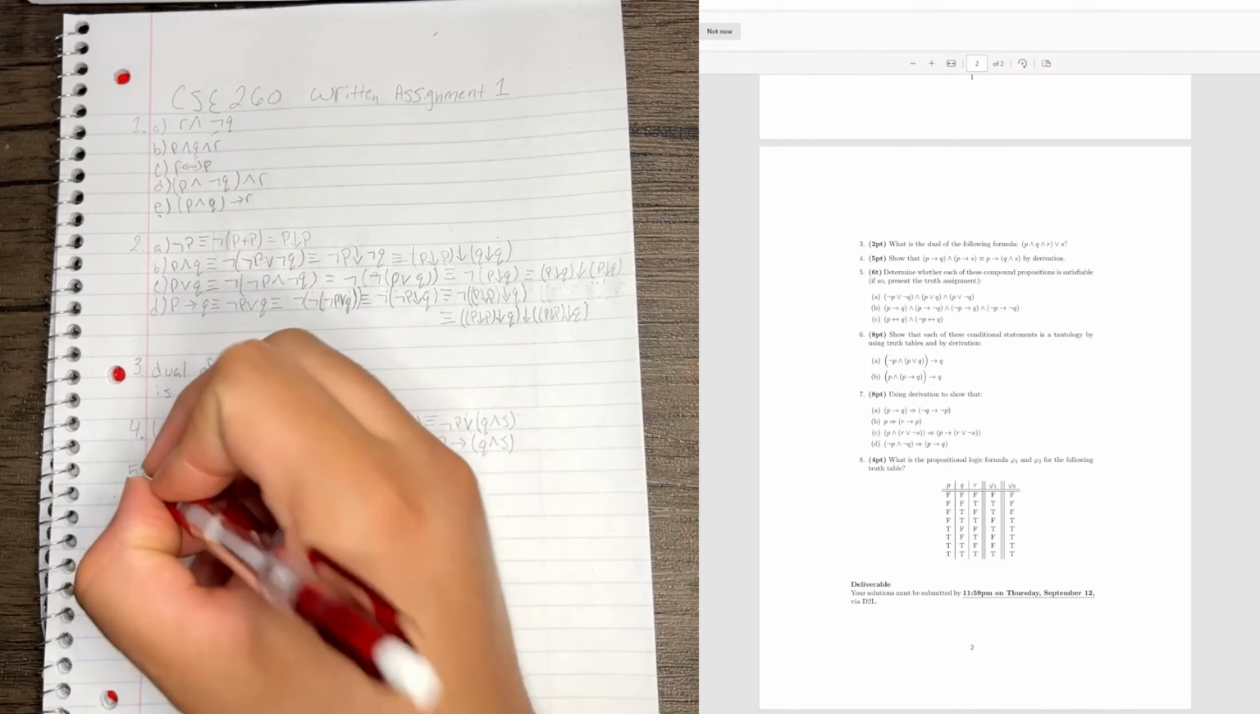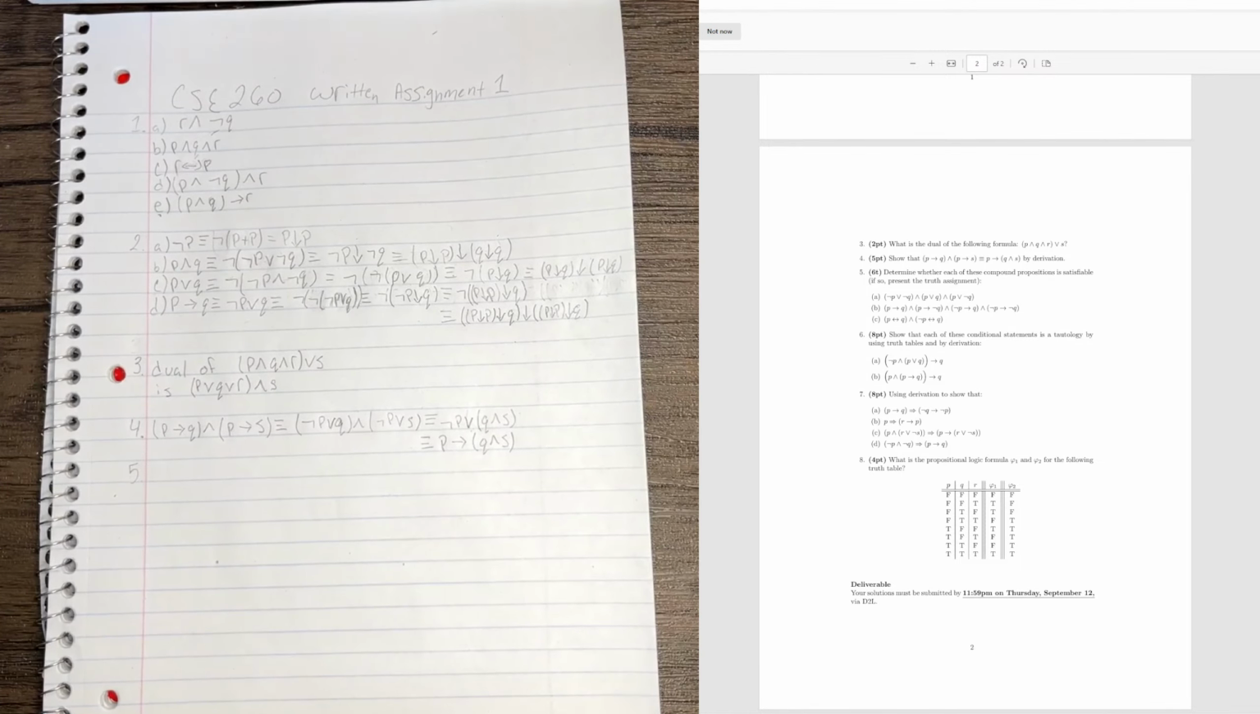Do I want to do it on this line? Sure. Determine whether these compound propositions are satisfiable. I never understood what it meant if it's satisfiable. Like, is it possible to have a true statement? I'm assuming that's what it means. I feel like that makes sense. Is it possible to have true?